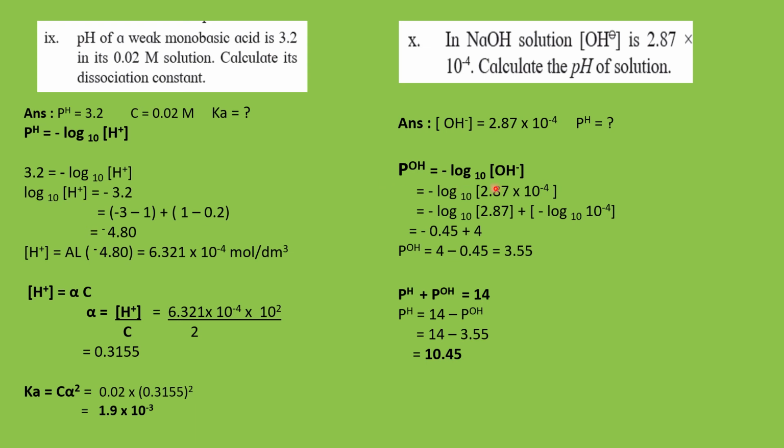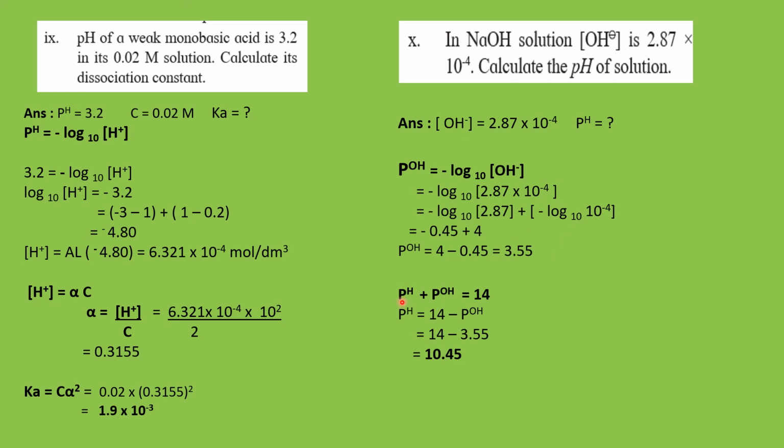pOH is equal to negative logarithm to the base 10 of the molar concentration of OH minus, which is equal to negative logarithm to the base 10 of 2.87 into 10 raised to minus 4, which is equal to negative logarithm to the base 10 of 2.87 plus negative logarithm to the base 10 of 10 raised to minus 4. Negative logarithm to the base 10 of 2.87 is 0.45. Then logarithm to the base 10 of 10 raised to minus 4 is minus 4. Minus of minus 4 is plus 4. So pOH is equal to 3.55.